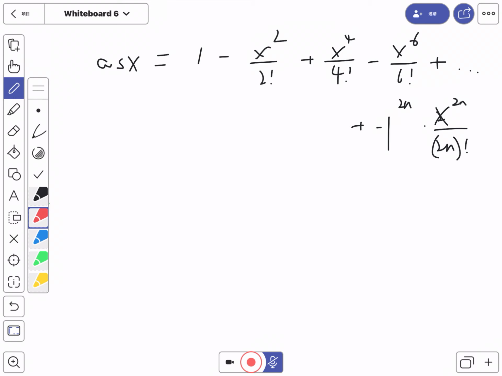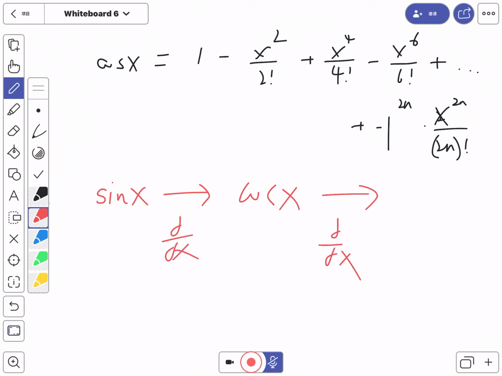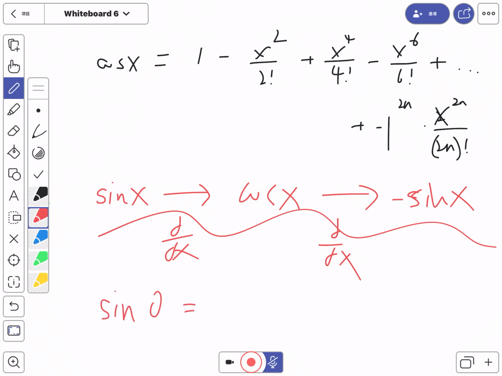Now we don't really have to worry about sine of x. Why is that? This is because everything is exactly the same. With sine of x, you go to cosine of x when you take the derivative, and then you take the derivative again, and you will get negative sine of x. So the pattern of the derivative is essentially the same, but we're just flipping, since sine of 0 is equal to 0 and cosine of 0 is equal to 1.